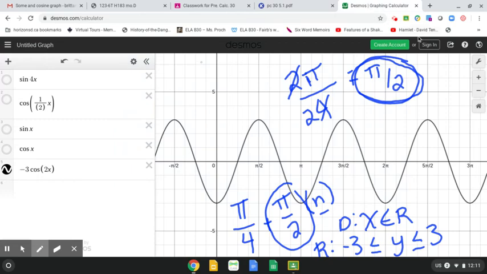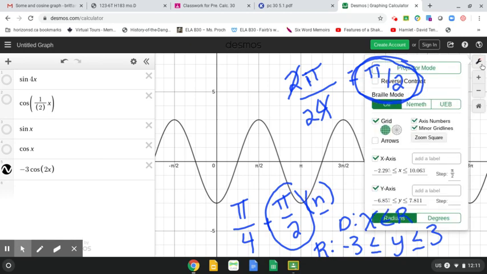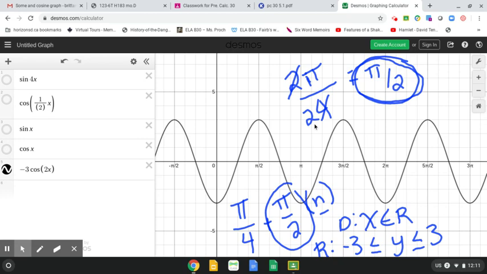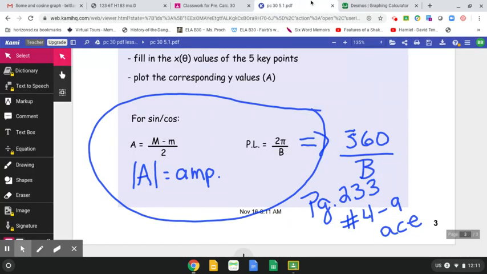If you're having trouble, always resort to looking at this lovely little wrench here, and then check if you're in degrees or radians. That's usually the first step. And then if you're still having trouble, just let me know. All right?